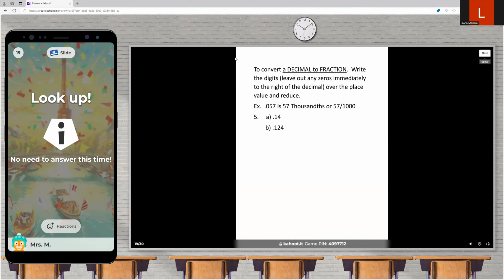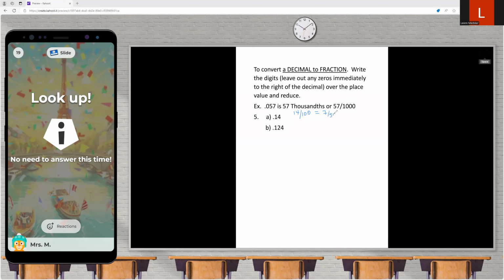Okay. So then when we look at our next one, we have 4.14, but that's in the hundredth place. So we would write that as 14 over 100. And then we ask if it reduces. This one did not reduce, but 14 over 100 are both divisible by 2. So that would be 7 out of 50. So that would be the answer for that one.